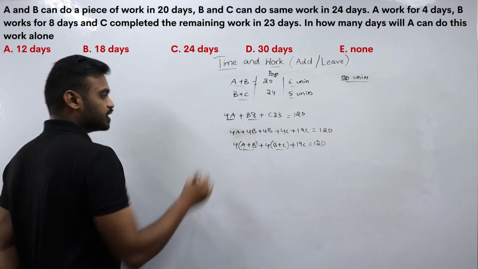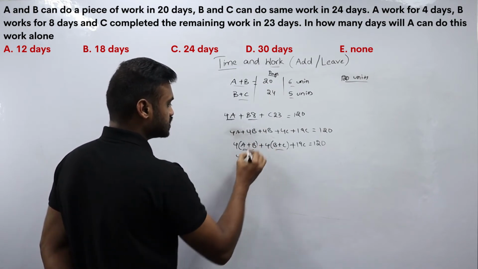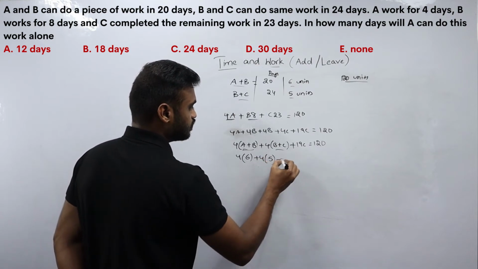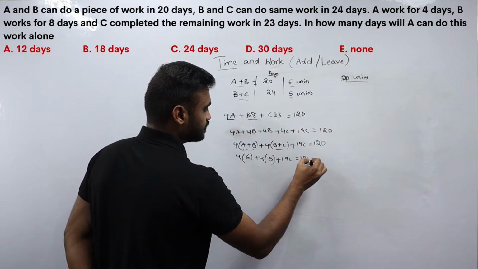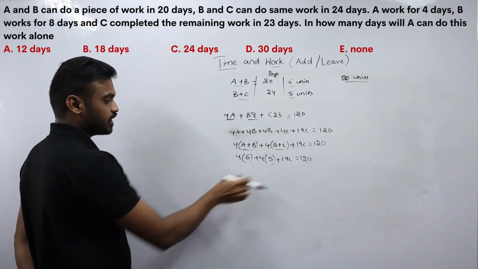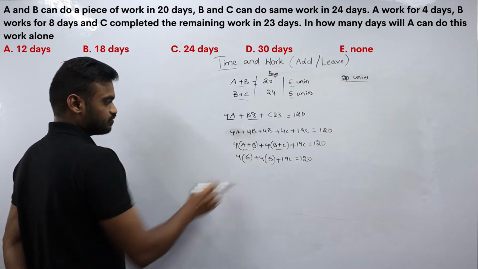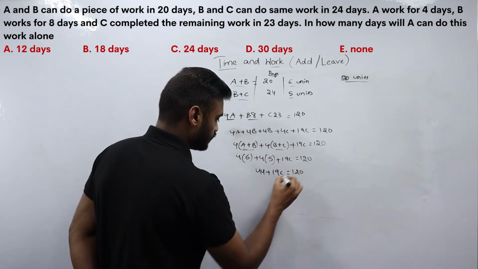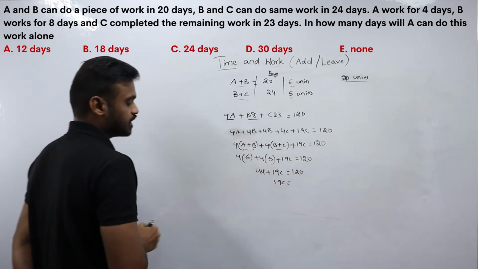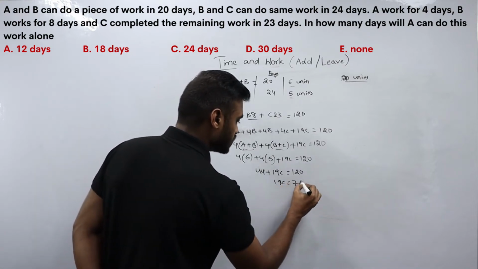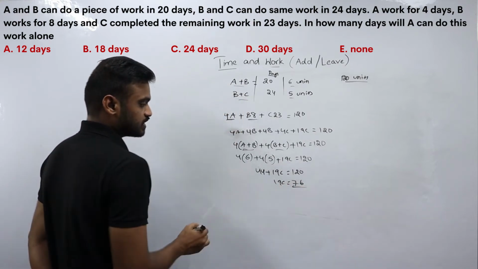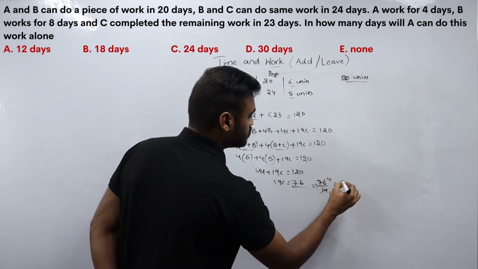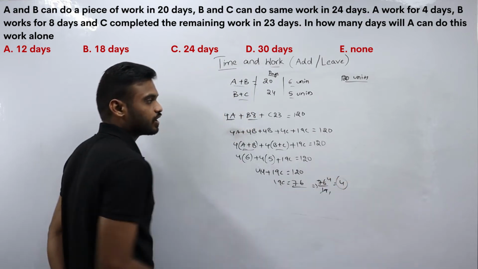Now I can substitute these 6 units and 5 units in the place of A plus B and B plus C. If I substitute these values, I get 4 of (A plus B is 6 units per day) and B plus C is 5 units per day: 4 of 6 units plus 4 of 5 units plus 19C equal to 120. So 4 into 6 will be 24 and 4 into 5 will be 20. 24 plus 20, that is 44 units, plus 19C equal to 120. So 19C equal to 120 minus 44, that is 76 units. So for C it will become 76 by 19, that is 4. So C completes 4 units of work per day.